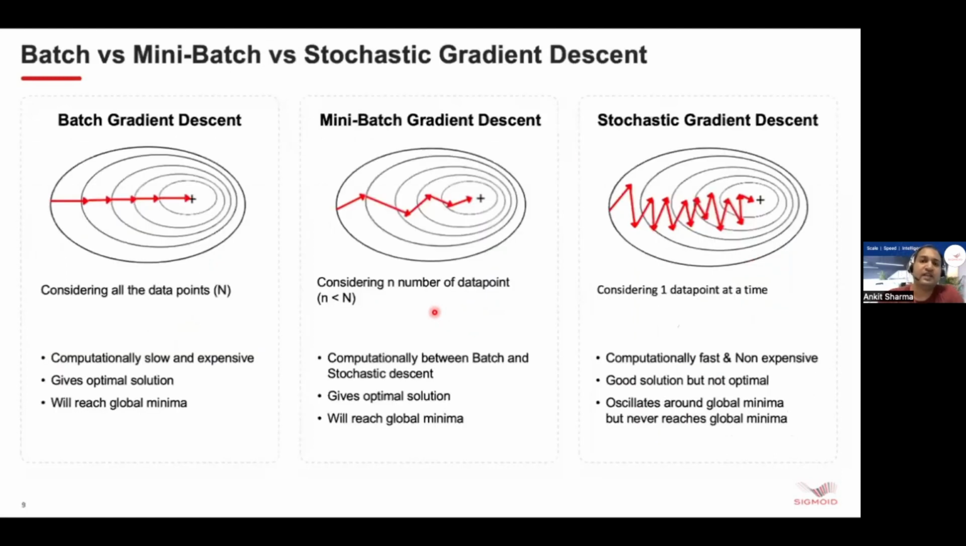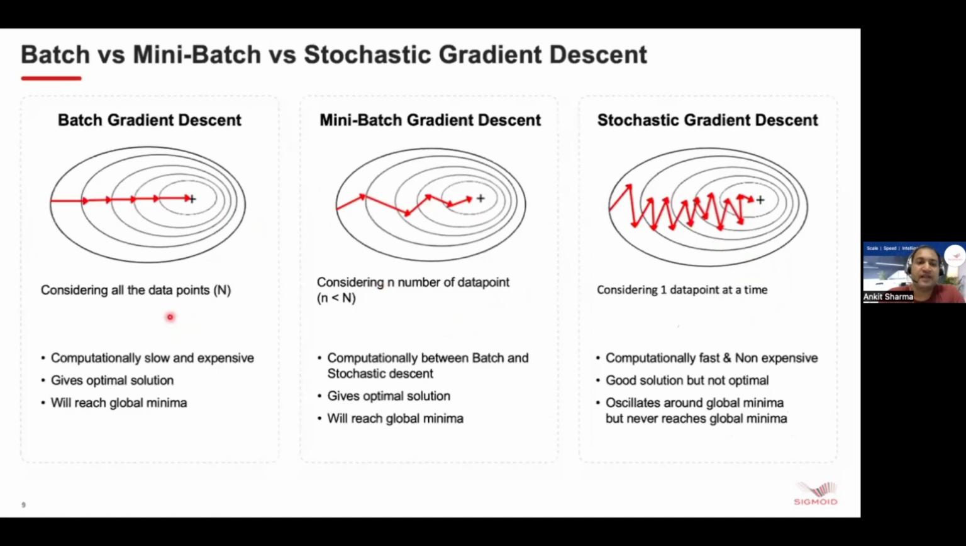Here we have three different types of gradient descent algorithm. The first is the batch gradient descent algorithm. The second is the mini-batch gradient descent algorithm, and the third is the stochastic gradient descent algorithm. The main difference between these three algorithms is the number of records you are going to use while calculating the cost function.